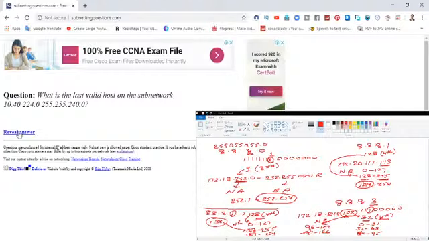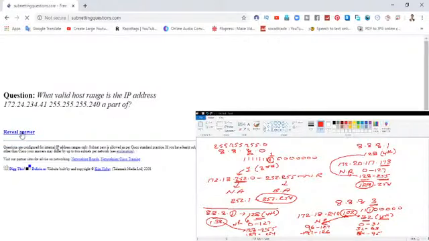So, what is the last valid host on the subnetwork? The answer would be 10.40.239.254. 239.254 would be the answer. Let us check. 239.254 is the answer, right? Again, fractions of seconds. Next question.